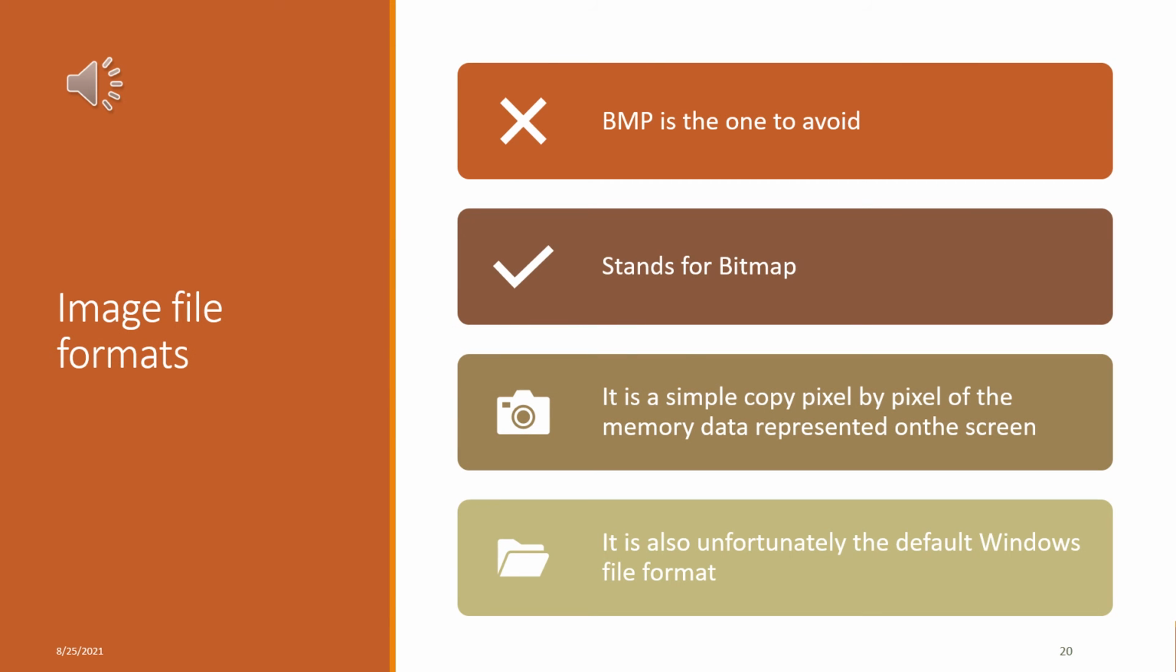Just a very simple recap on the different kinds of image formats available for pictures. First warning: BMP is the one to avoid. It's a bitmap and it's a pixel-by-pixel copy. It's the default format Windows uses, unfortunately, but it takes a lot of memory and we are much better off using different file formats. Later, next slide.